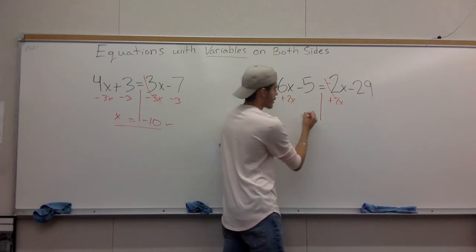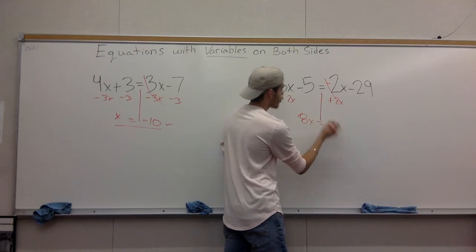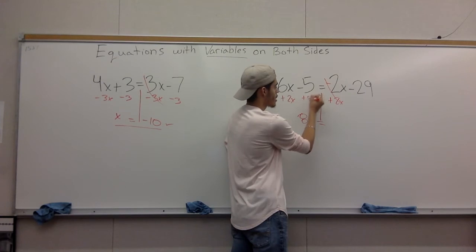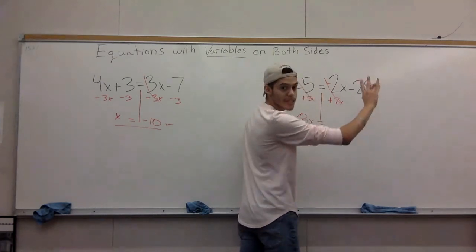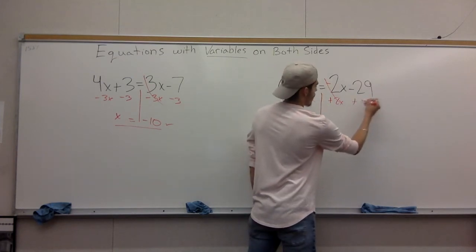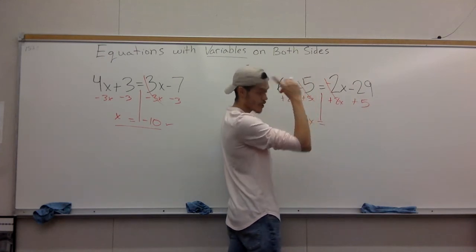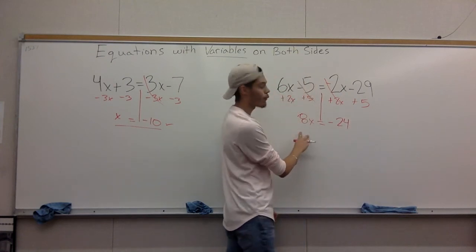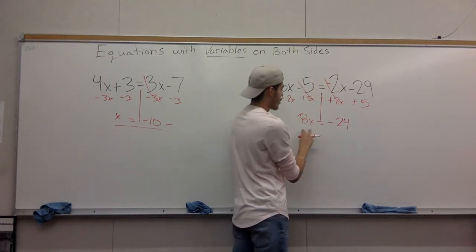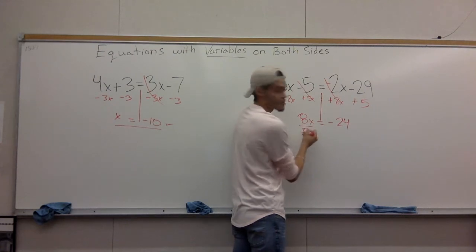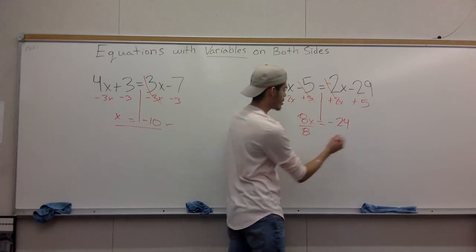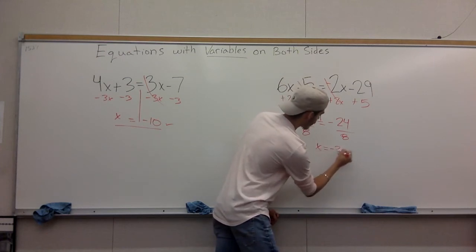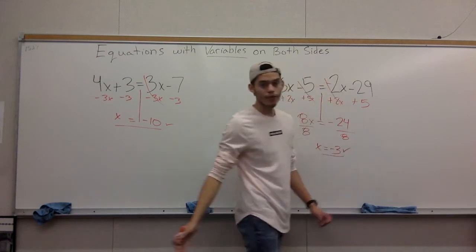6x plus 2x equals 8x, equals, we have this negative 5 here. Add 5 to one side to get rid of it. Move it, take it off to the other side. Add 5 to the other side. Negative 29 plus 5 would give you negative 24. Now we have a two-step equation. We divide by 8 on both sides because it's a multiplication problem, so we do the opposite, which is division. Divide by 8 on both sides. Negative 24 divided by 8 would give you the final answer of x equals negative 3.